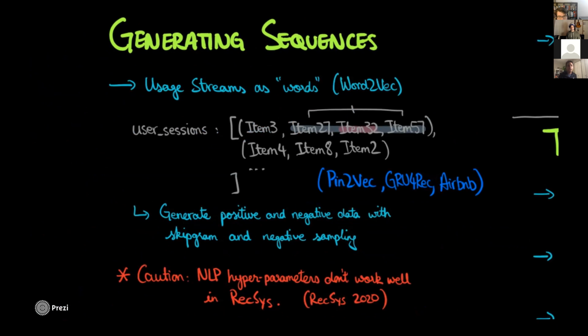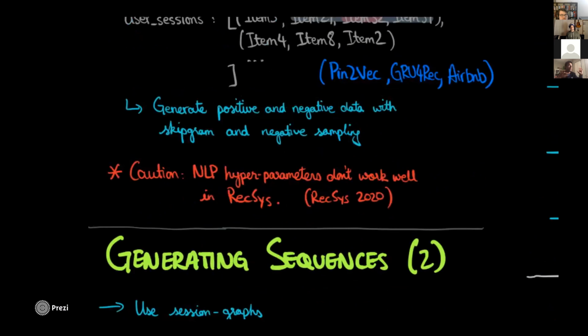These are the papers. But one thing to note is NLP hyperparameters that you use for word2vec don't tend to work well for recommender stuff. That's a new work from a month ago, but the point is it still works. The parameters are slightly different. But yeah, you can generate sequences this way.